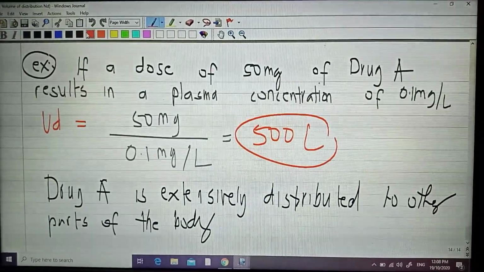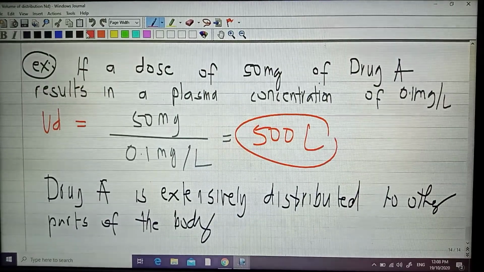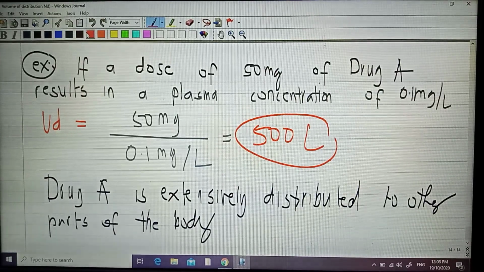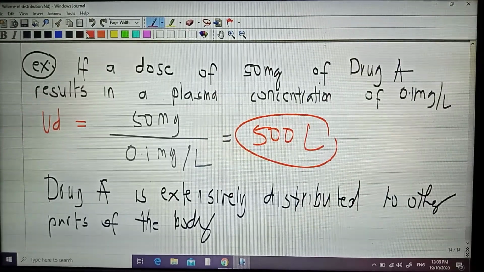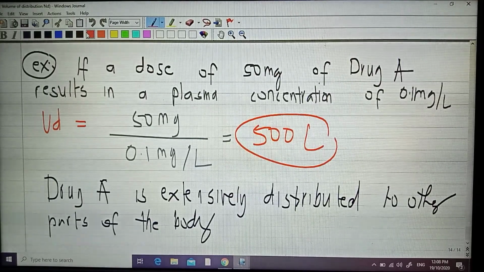Okay, so that is the example that I gave you a while ago, the 50 milligram divided by 0.1 milligram per liter. So if a dose of 50 milligrams, the VD, volume of distribution, for drug A is 500 liters. So the question that we need to answer is, how is it that the volume of distribution of drug A is far greater than any actual compartment volume? Bakit nangyari yon?